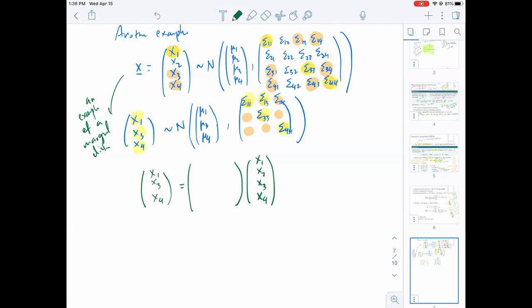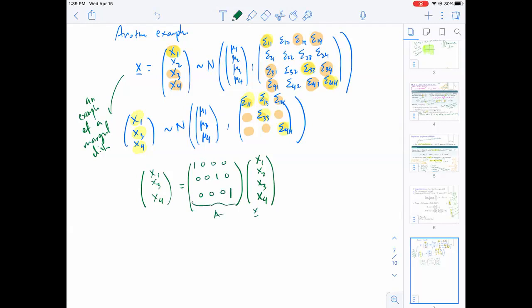By row it should be 1, 0, 0, 0. Yes. And 0, 0, 1, 0. Yes, this chooses the third element. And 0, 0, 0, 1. Yes, so that's the A matrix.